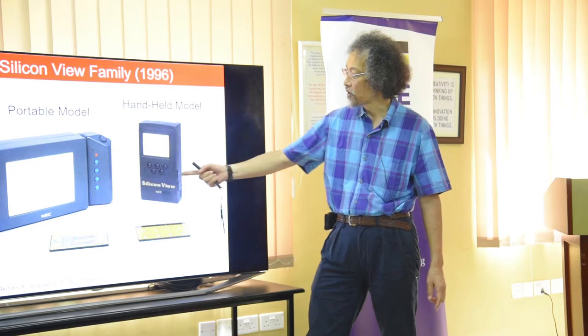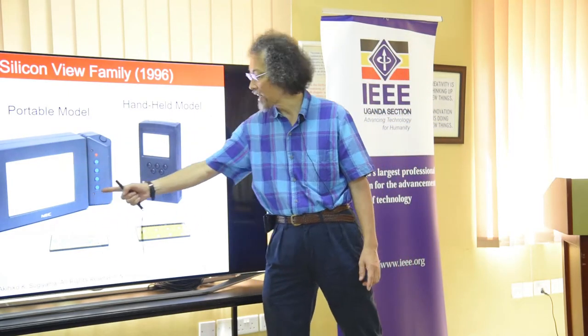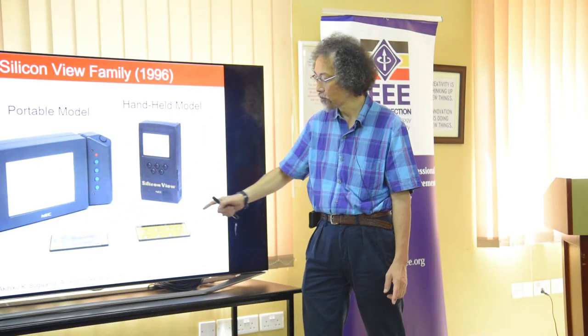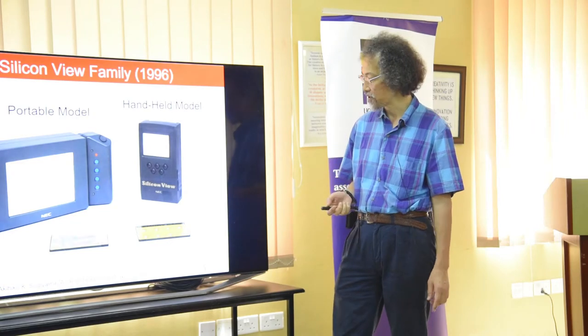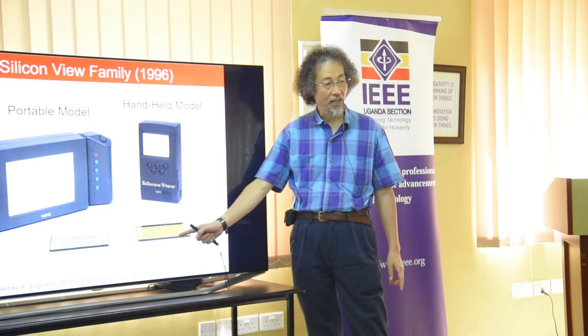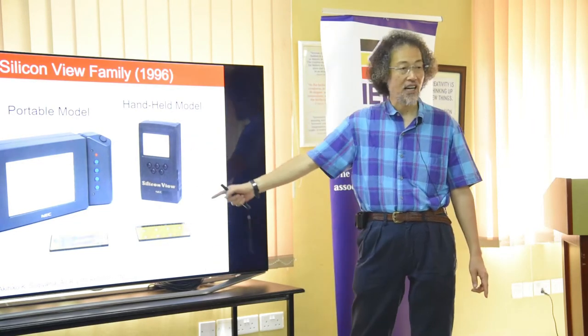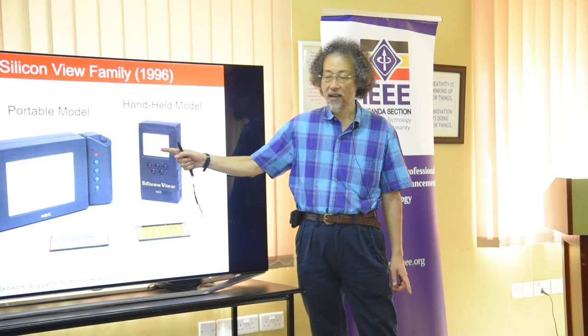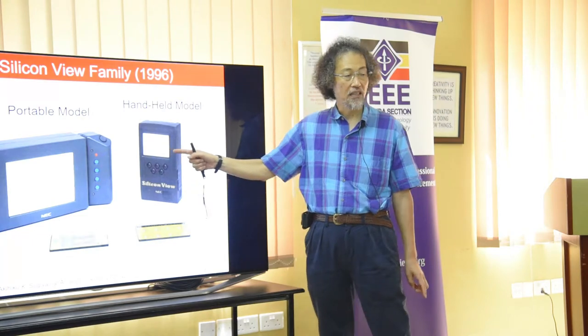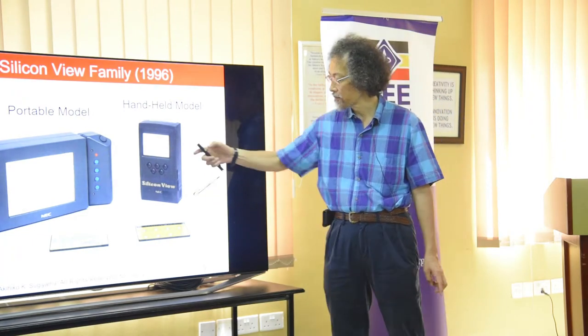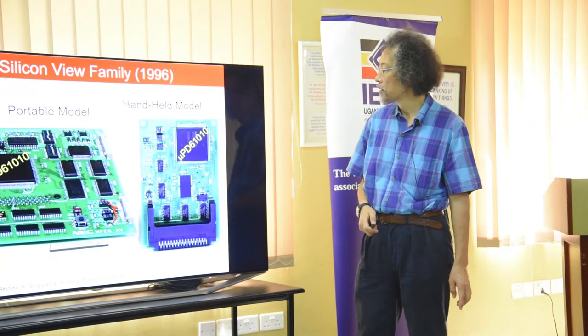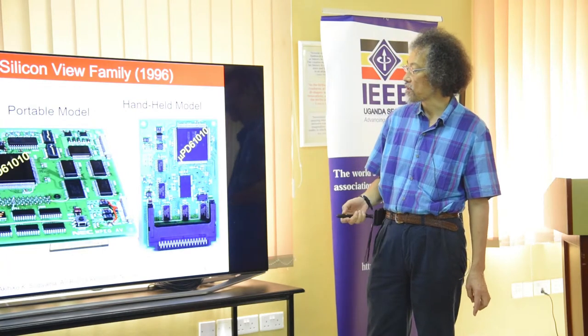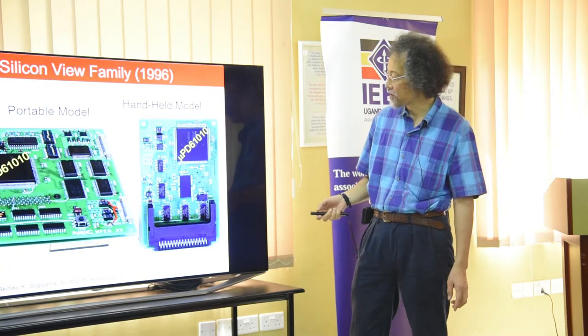So this shows a portable model weighing about 1 kilo. This is a handheld model weighing 300 grams. Look at this. This is a memory card so that you can easily imagine how big it was. This model is with a 2-inch LCD or liquid crystal display here. Now, the print circuit boards of these systems looked like this.